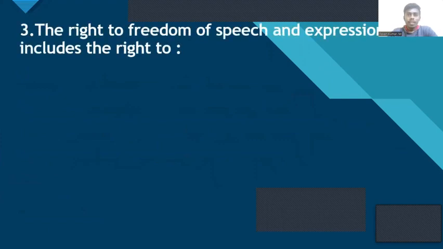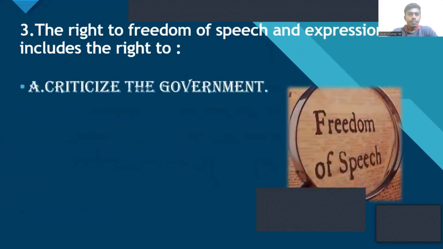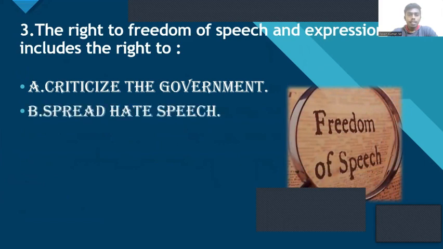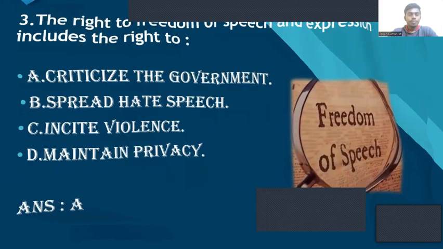And the third question is, the right to freedom of speech and expression includes the right to: option A, criticize the government; option B, spread hate speech; option C, incite violence; option D, maintain privacy. And the answer is option A, criticize the government.